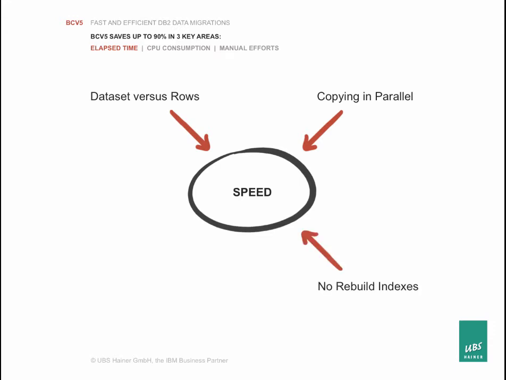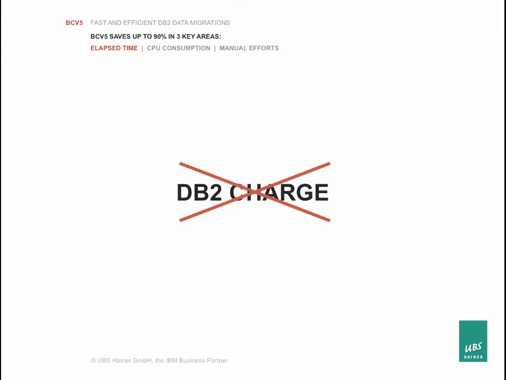The rebuild of indexes takes time and is expensive in respect of CPU time consumption. BCV5 avoids this because it copies the index spaces as well. One of the unpopular post-processing tasks of traditional data migration is building the run stats. It takes a long time and is expensive as well. BCV5 transfers run stats and RTS, real-time statistics, within seconds during the copying. DB2 isn't involved in the BCV5 copy. BCV5 works offline to DB2.